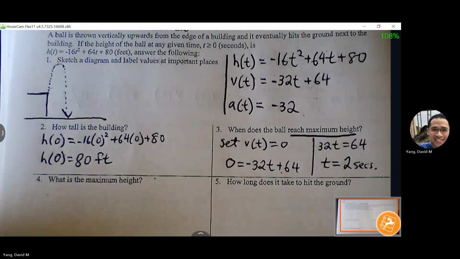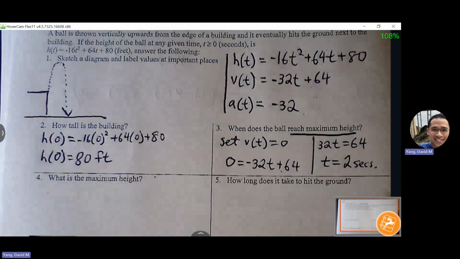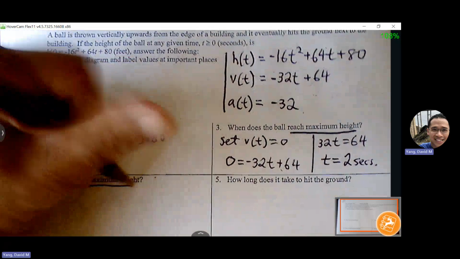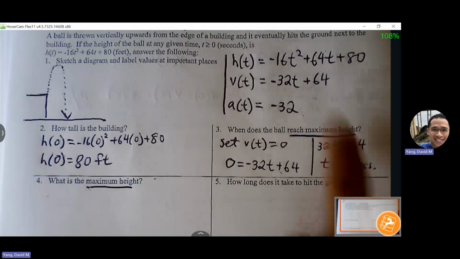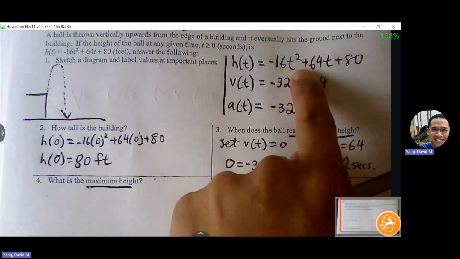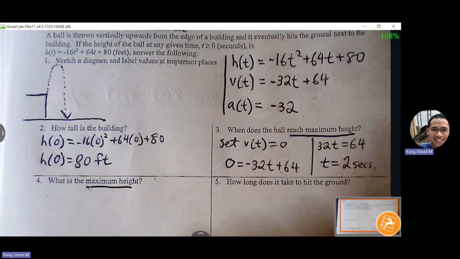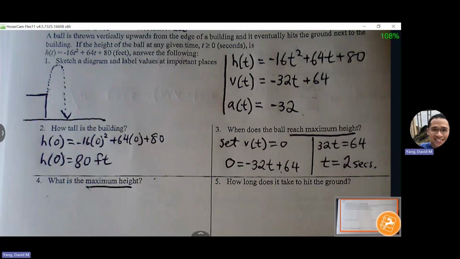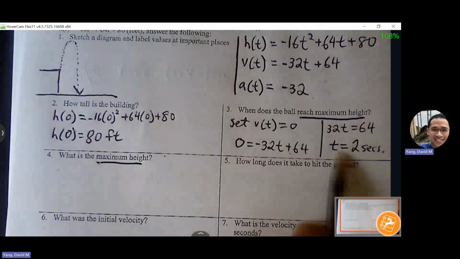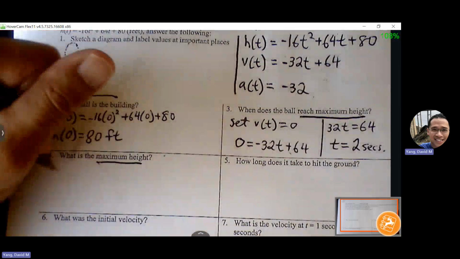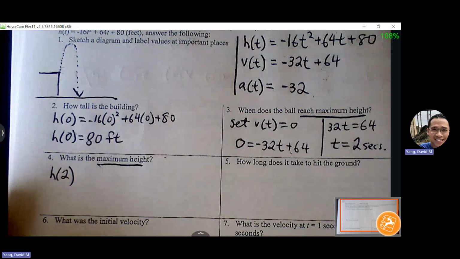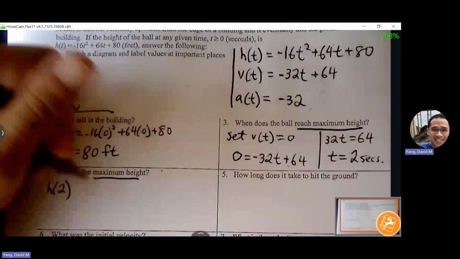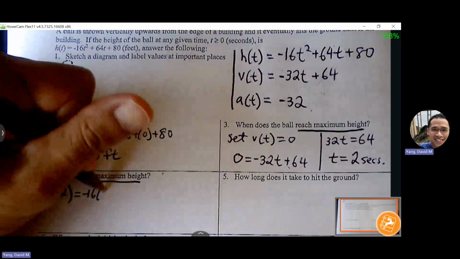So now that we know how long it takes for the ball to reach the maximum height, how can we find the actual maximum height? We plug t into h. Good. We plug 2 in for t of the position function because we're asking for the location. This is a location problem, but we needed this information first before we can get to it. So we do h of 2. We're going to find out at what height the ball is 2 seconds after it's thrown up in the air.